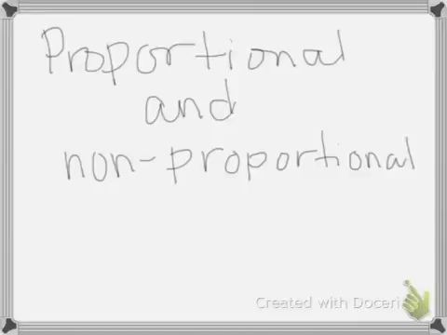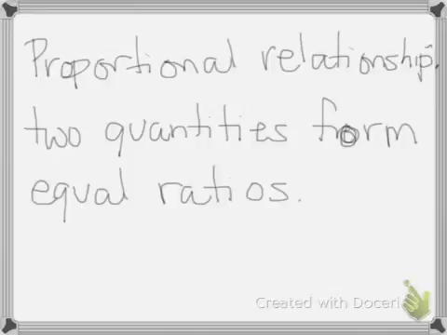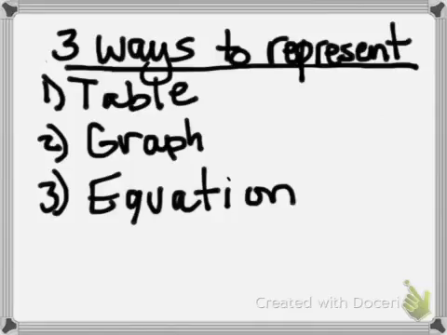We're going to continue with our Unit 3 with proportional and non-proportional relationships. When you're talking about proportional relationships, we're referring to when two or more quantities form equal ratios. As you guys know, ratios can be written as fractions, which we will see this way in this unit. But when two fractions are equal, then we're saying that they form proportional relationships.